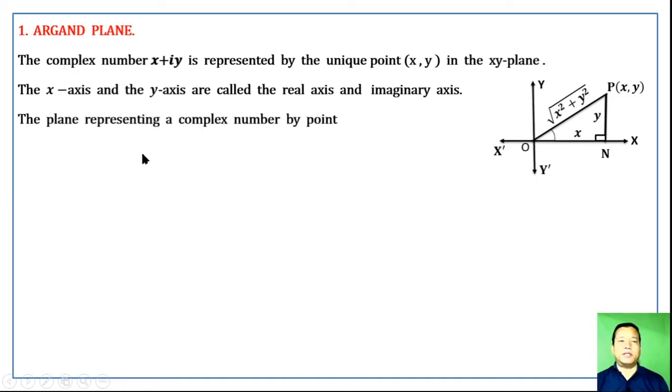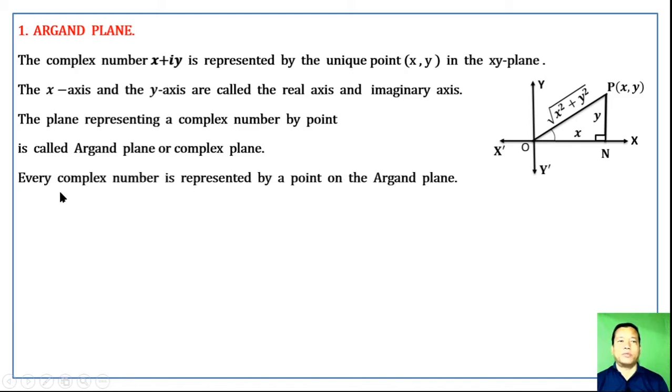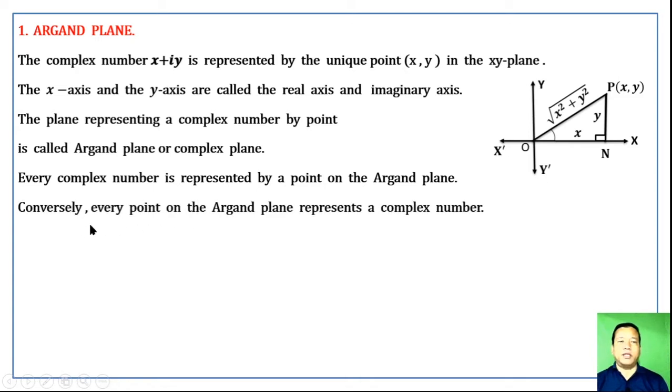The plane representing a complex number by a point is called the Argand plane or complex plane. Every complex number is represented by a point on the Argand plane. Conversely, every point on the Argand plane represents a complex number.